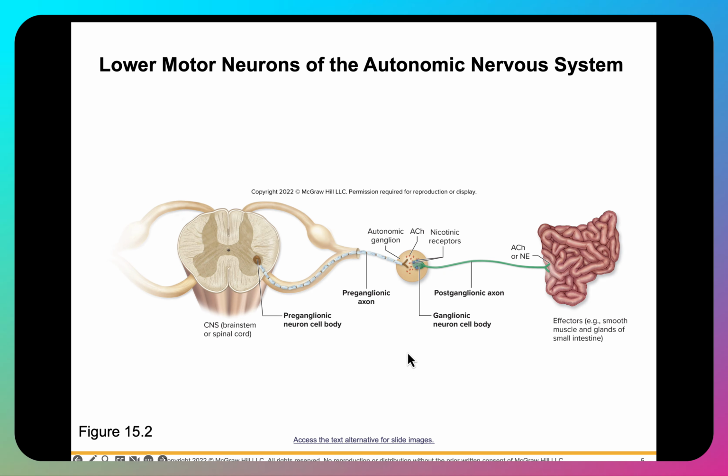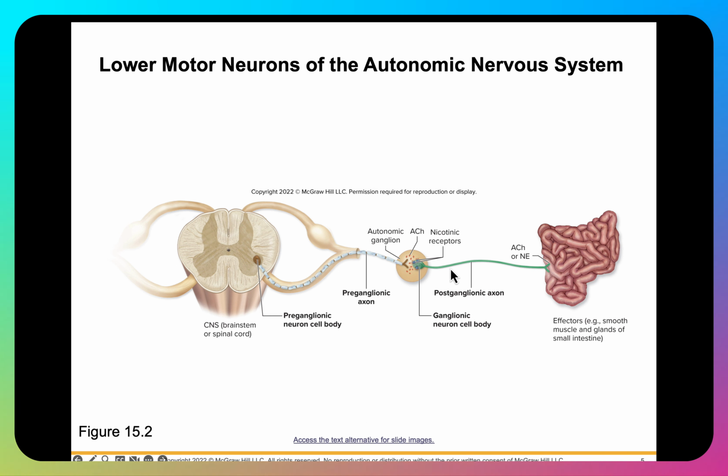Here we can actually see a visual of this system. So there is the preganglionic neuron cell body. We have that preganglionic neuron, so notice it's a myelinated neuron. And then we have the ganglionic neuron cell body. So here we're going to find a nicotinic receptor. We'll talk more about these later, but for now I want to introduce the fact that nicotinic receptors are going to be excitatory. That is the only way in which we can get the signal from the preganglionic neuron to the postganglionic neuron and eventually to the target.